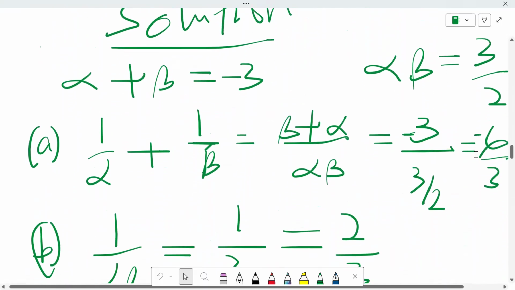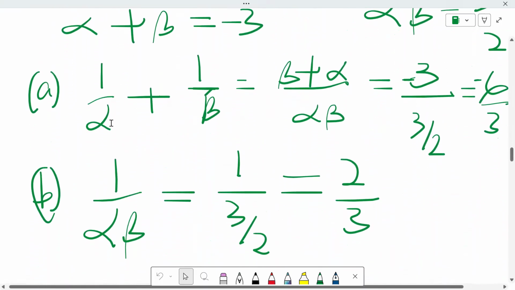From there, we now want to do question A. So 1 on alpha plus 1 on beta, we simplify it this way. The LCM is alpha beta. So alpha into this gives us beta. Beta times 1 is beta. Beta into this gives us alpha. Alpha times 1 gives us that. So we have beta plus alpha, which is the same as alpha plus beta because addition is commutative.